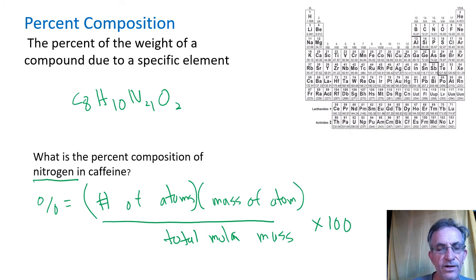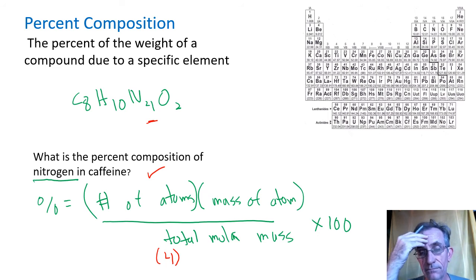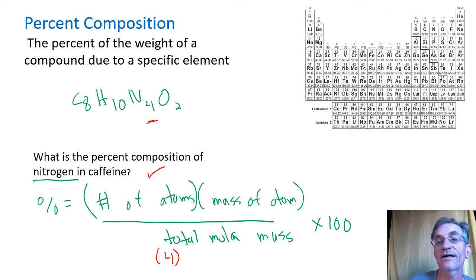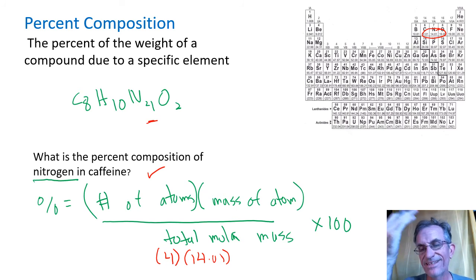Number one, you need to put in how many atoms. What are you going to put in for the number of nitrogen atoms? It should be 4. That's the subscript. Then, what are you going to put in for the mass of the atom? It's the atom that we're talking about, which is nitrogen. So that should be 14. And then you have to divide by the total weight.